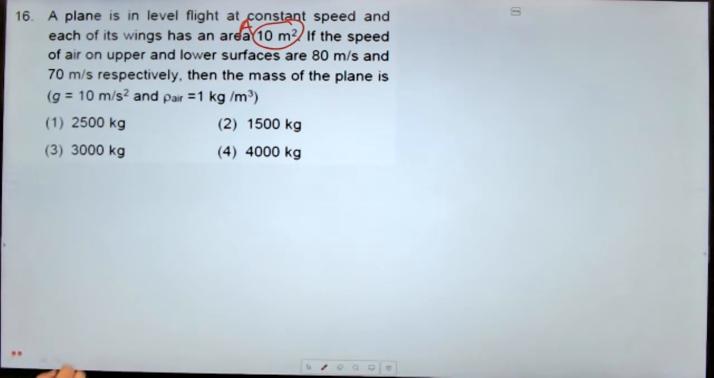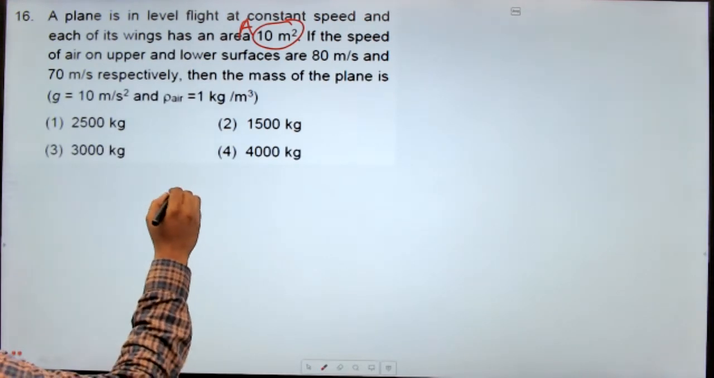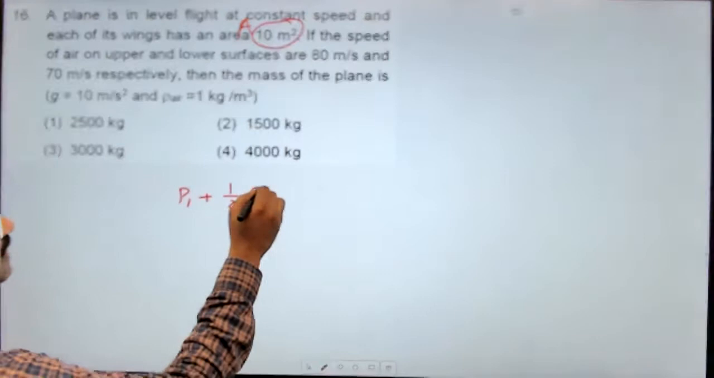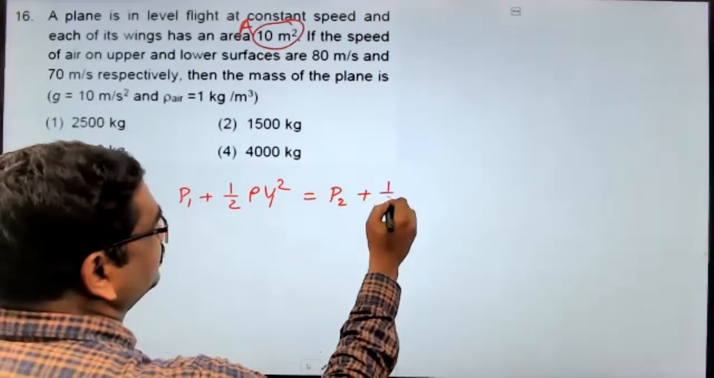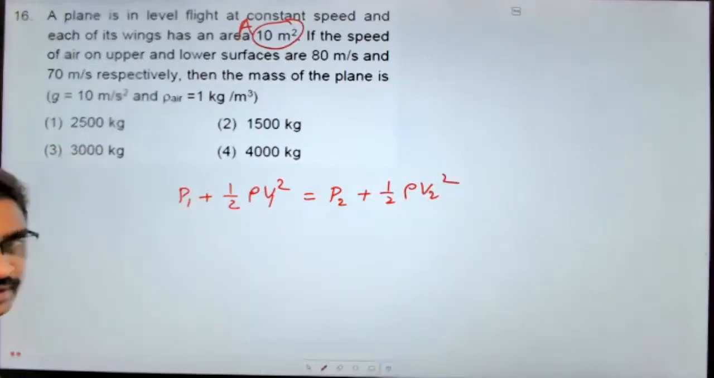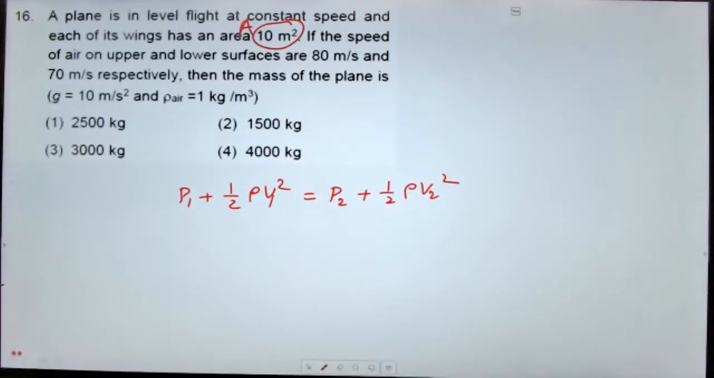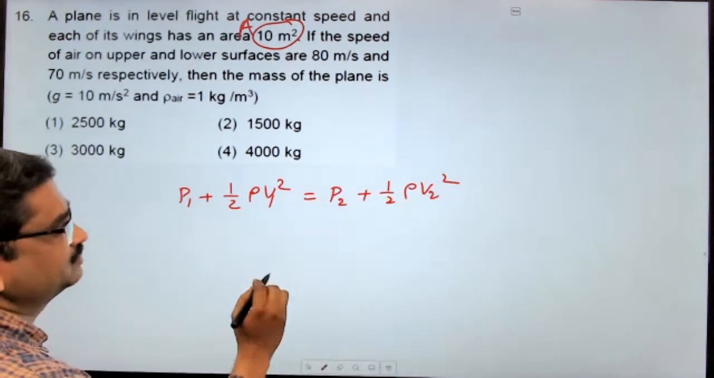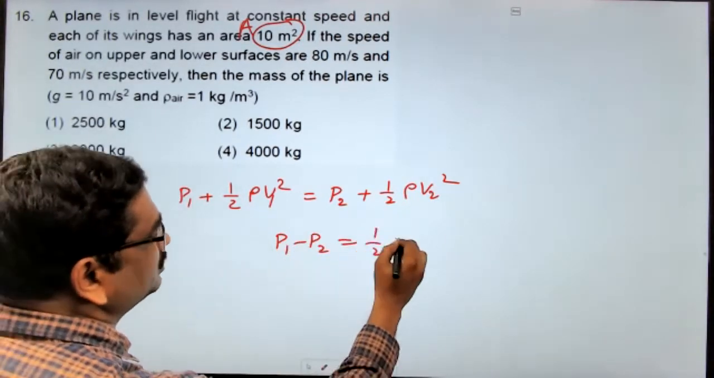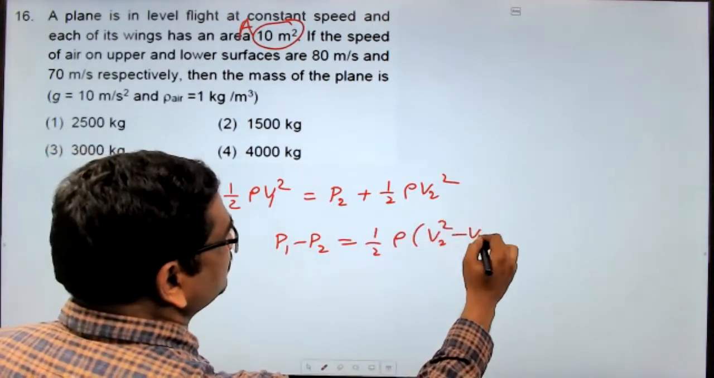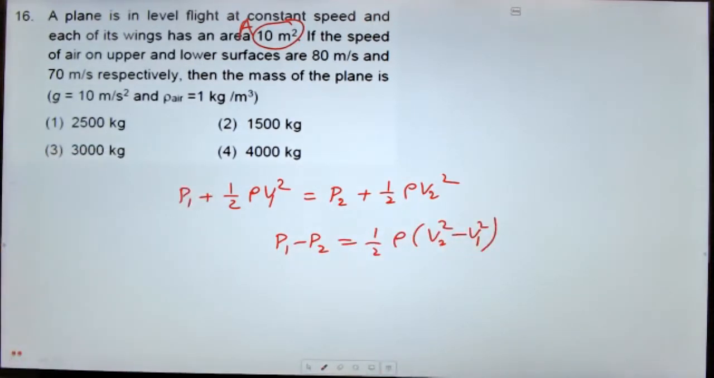From Bernoulli's equation, we can write pressure P1 plus half rho v1 square equals pressure P2 plus half rho v2 square. The height is neglected, since the width of the wing is very small compared to the height, so I am removing the height term. The pressure difference, P2 minus P1, equals 1/2 into rho into v2 square minus v1 square. Substitute the values and solve.